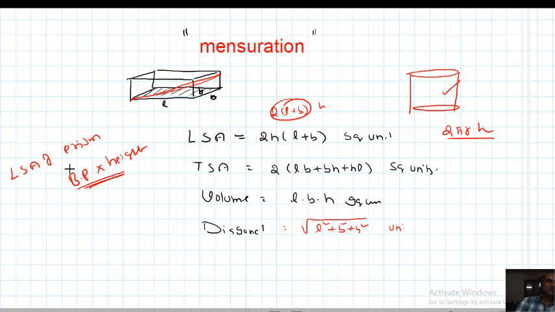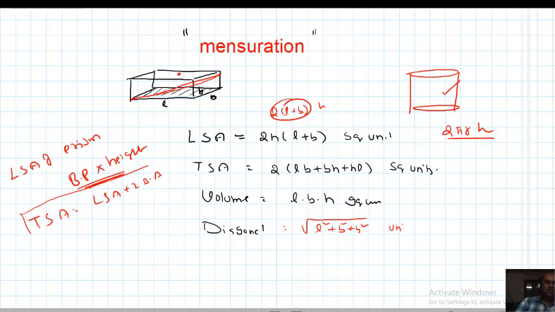That's why, if any prism is given, by using this rule you can find its lateral surface area. Lateral surface area of any prism is base perimeter into height. Total surface area, TSA, is LSA plus 2 times base area. Total surface area means lateral surface area plus 2 times base area. Base and top are congruent, no? That's why 2 times base area.